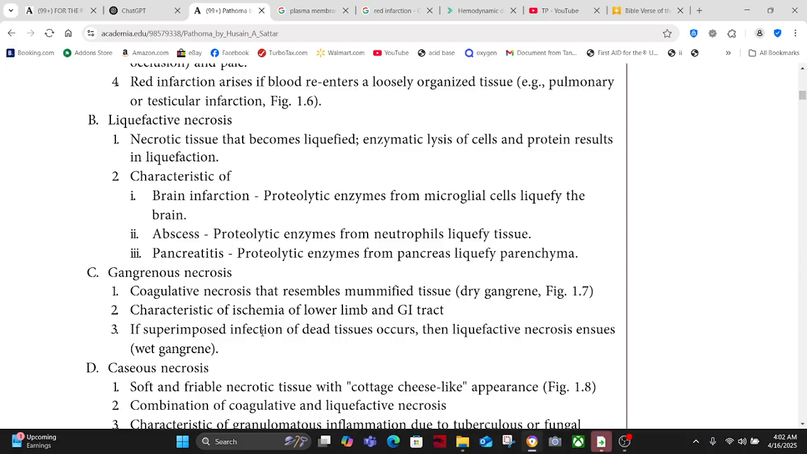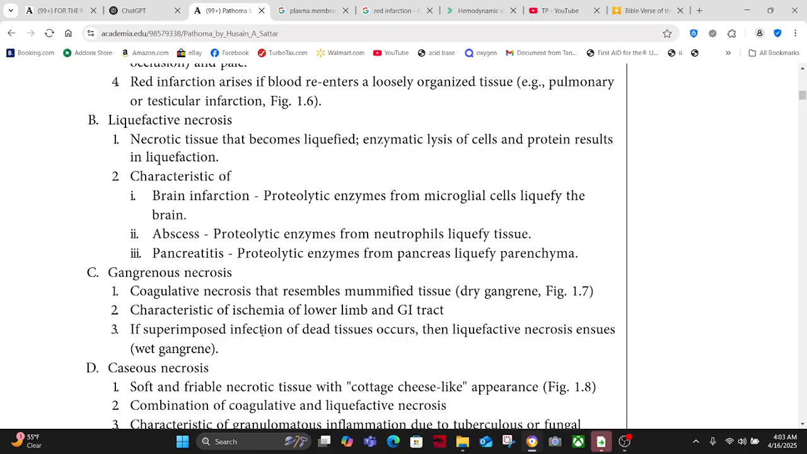Okay, so next we have gangrenous necrosis. This is coagulative necrosis that resembles mummified tissue. Gangrenous necrosis is characteristic of ischemia of the lower limbs and the gastrointestinal tract. If superimposed infection of dead tissue occurs, then liquefactive necrosis ensues.